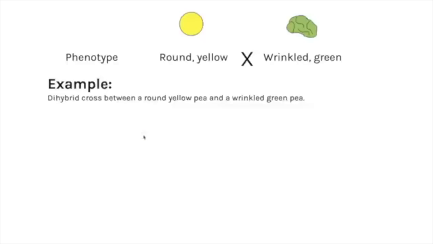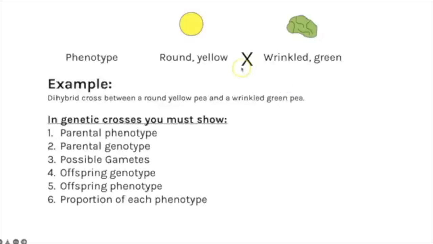Now dihybrid crosses are when we have 2 genes considered at the same time in a Punnett square. So a common example is Mendel's peas. So we've got round and yellow, wrinkled and green as our 2 different traits, the shape versus the colour. And in all of the genetic crosses that we've gone through, it's these 6 features you have to have for all of the marks. We need the parental phenotype, genotype, the gametes, offspring genotype, and then you match the offspring phenotype to the genotypes, and finally give the proportions.